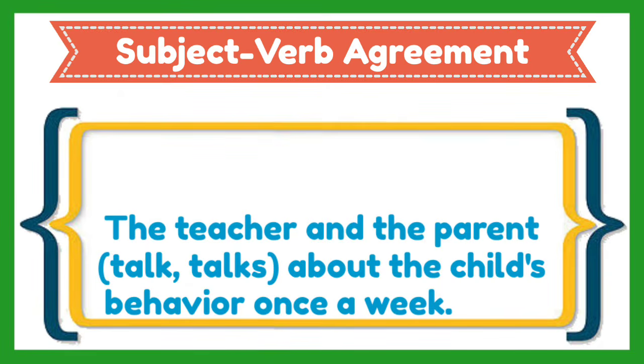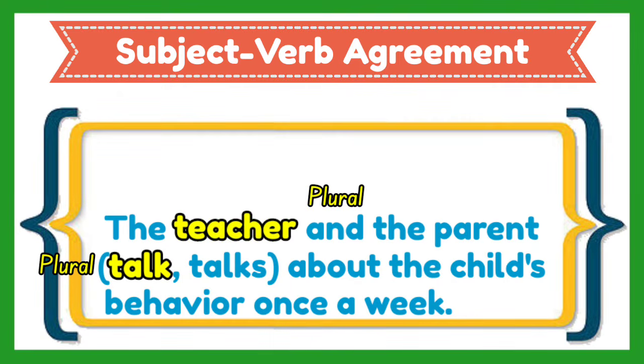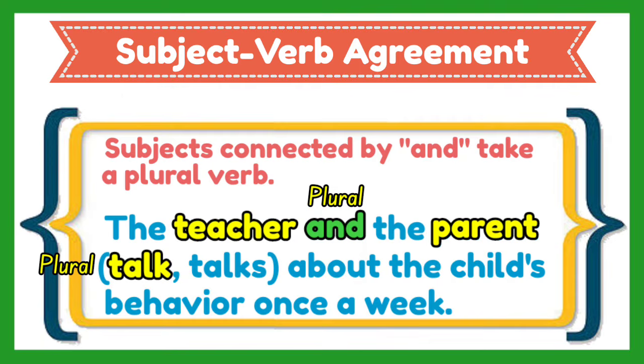Next, the teacher and the parent talk about the child's behavior once a week. The answer is talk, plural. Why? Because the subject in the sentence is plural, or more than one. The teacher and the parent. Specifically, here is the rule. Subjects connected by and take a plural verb, like the teacher and the parent.